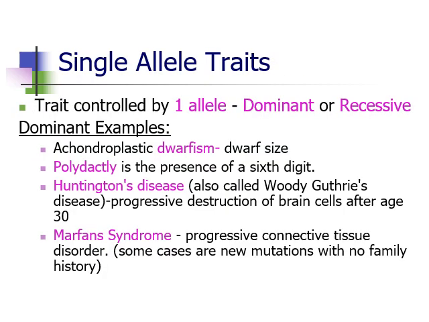There are also some traits that are controlled by a single allele, a single letter. So individuals only get one letter for a trait, and it can be dominant or recessive. Some dominant examples include dwarfism, so individuals having a dwarf size.